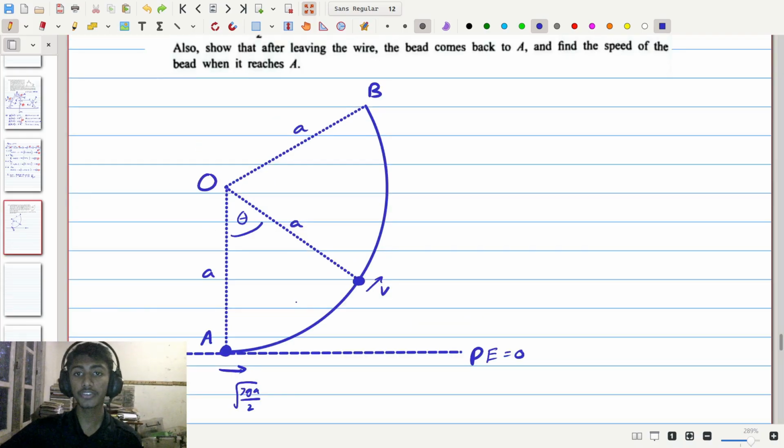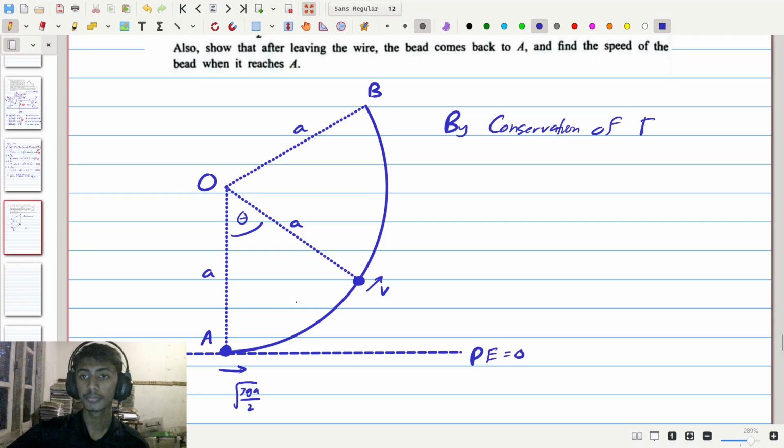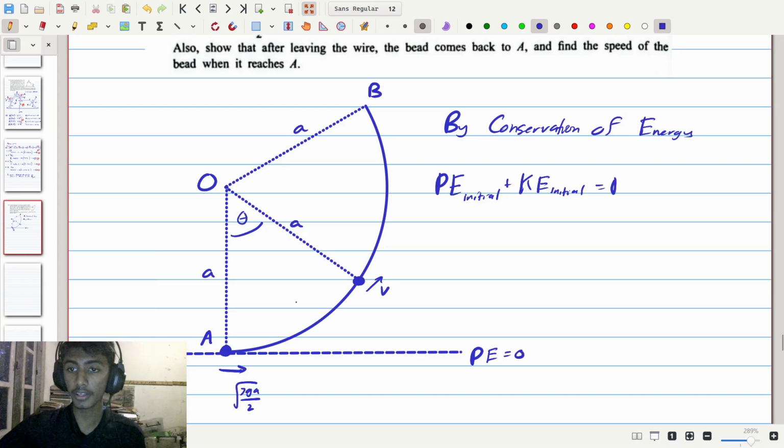So due to that, we can say by conservation of energy, the initial potential energy, which I'm going to write as PE initial, plus the initial kinetic energy, which I'm going to write as KE initial, is equal to the final potential plus kinetic energy, which I'm going to write as PE final plus KE final.